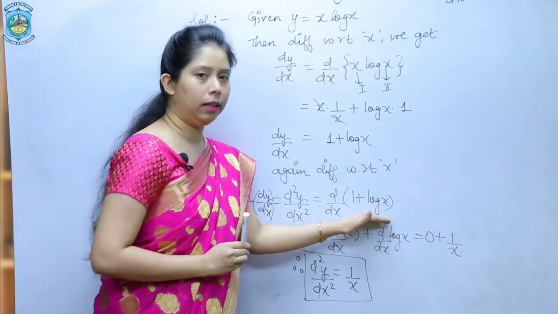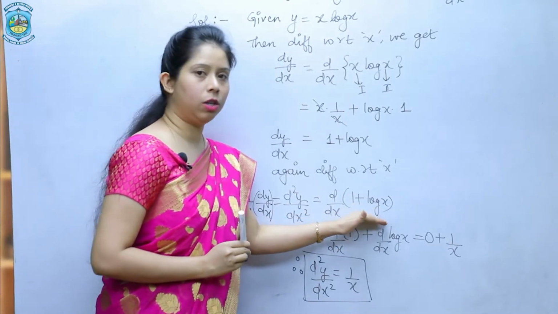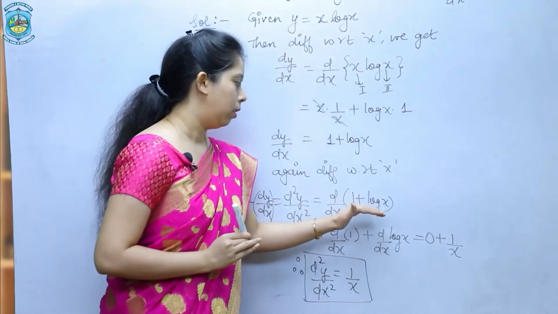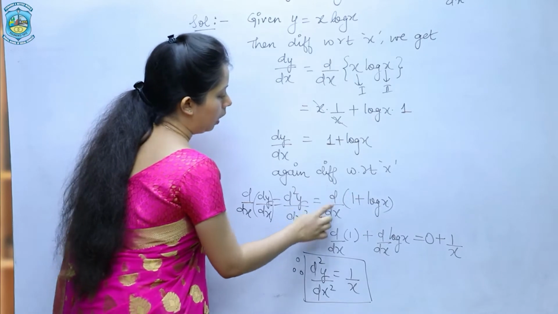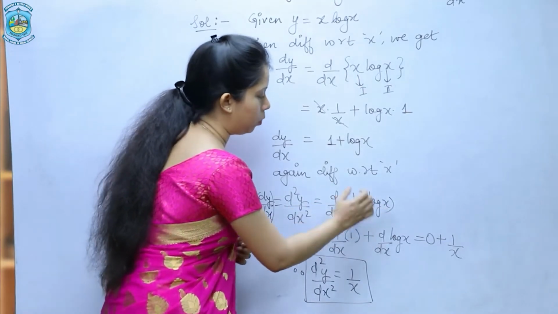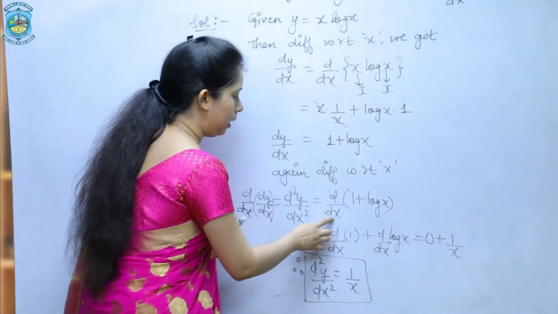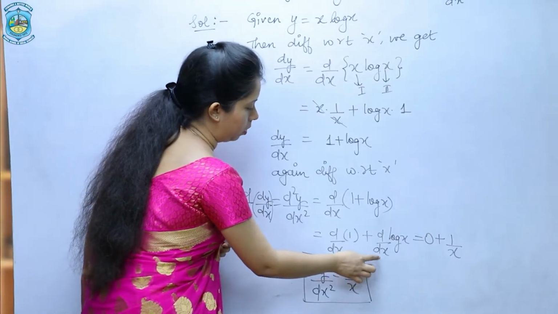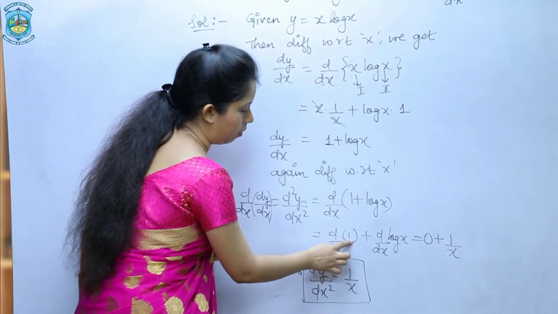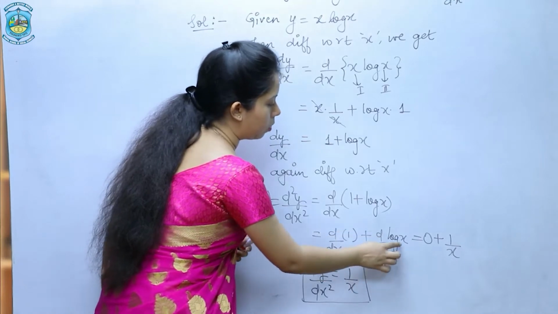Now, here we will apply the rule of differentiation of sum of functions. So, the derivative of the sum of two functions is equal to the sum of the derivatives of the functions. So, here it becomes d by dx of 1 plus d by dx of log x.